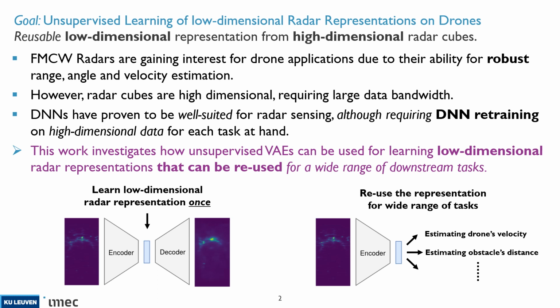In contrast to retraining of DNNs for each new task, we explore in this work to which extent unsupervised learned lower dimensional radar representations, such as representations learned by variational autoencoders, or VAE for short, can be reused for various kinds of downstream tasks.